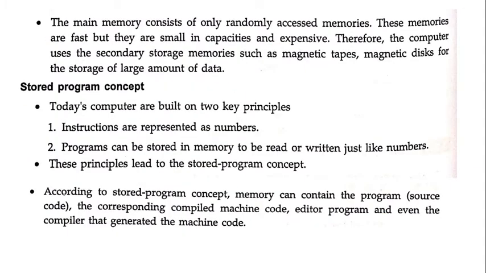The main memory consists of only randomly accessible memory. These memories are fast but small in capacity and inexpensive. Therefore, the computer uses secondary storage memory such as magnetic tape and magnetic disk for storing large amounts of data. So, the stored program concept we are going to see.